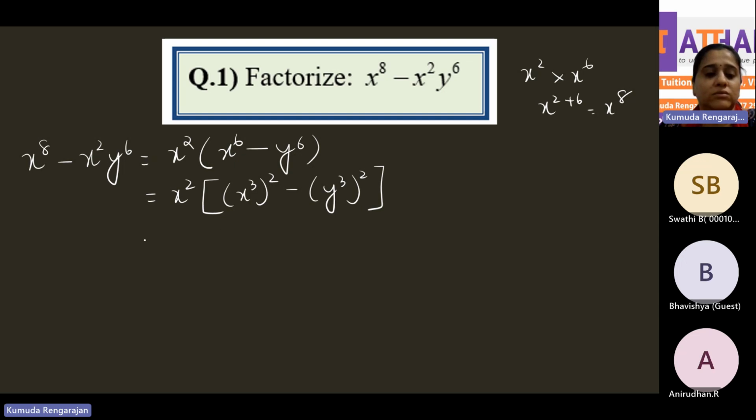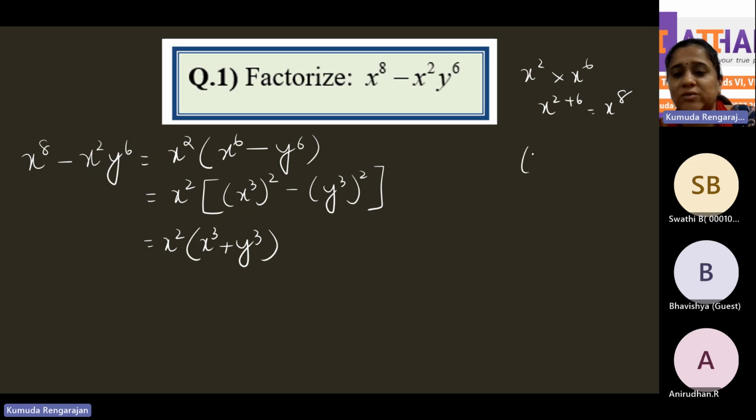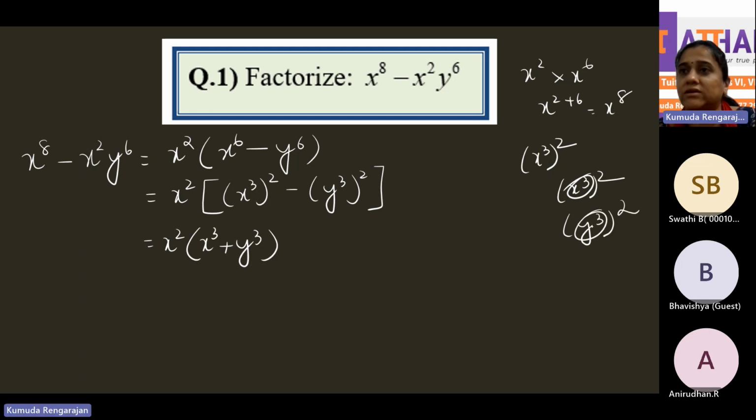Correct? Now this is like a square minus b square, which is a plus b into a minus b. This one is a square, so this is a, and this is b squared, so b is this one. So a plus b into a minus b.